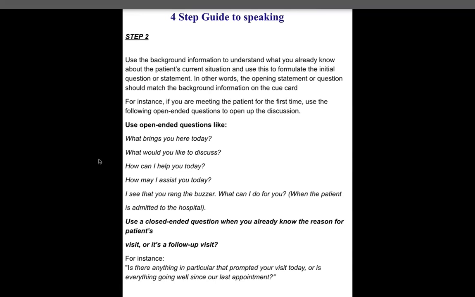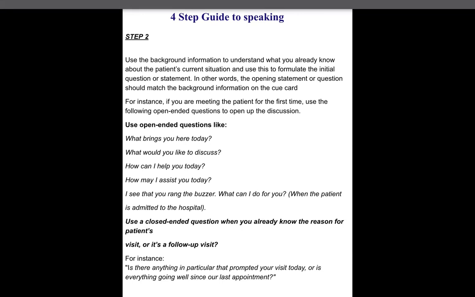Okay. So step two is you have to use the background information to understand what you already know about the patient's current situation and use this to formulate the initial question or statement. In other words, the opening statement or question should match the background information on the cue card. For instance, if you're meeting the patient for the first time, use the following open-ended questions.